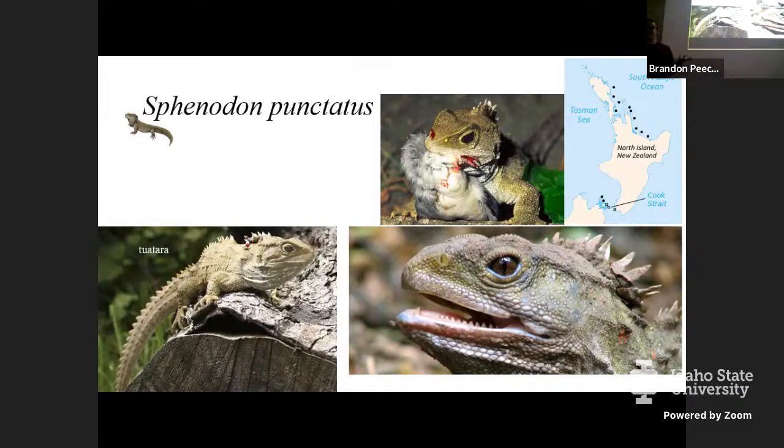It lives in burrows with seabirds. That one right there is eating a little bird, which is very cool. They mostly eat bugs and stuff like that, but they are capable of carnivory. You can see they've got some pretty gnarly teeth. They can get to be about 2 feet long.